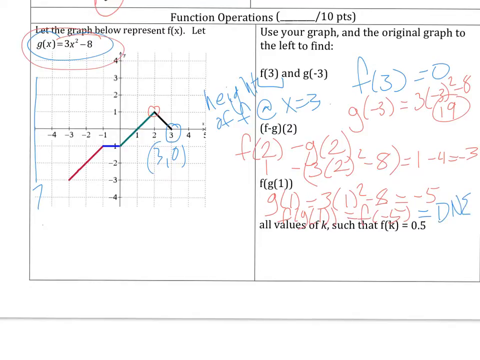I'm going to use DNE because I don't have any room. For those of you that go on to take calculus next year, you'll also use DNE a lot for things that do not exist.